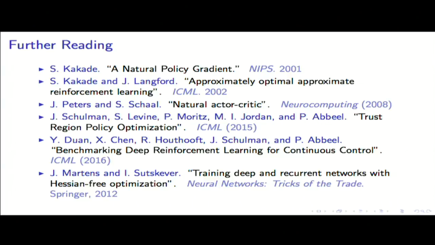Also, this idea of using conjugate gradient to optimize neural networks has been used elsewhere in the deep learning literature. This paper, Training Deep and Recurrent Neural Networks with Hessian-Free Optimization, gives a good description of a lot of the tips and tricks there, and they have some nice practical advice.